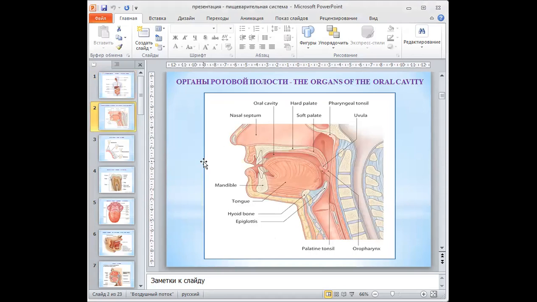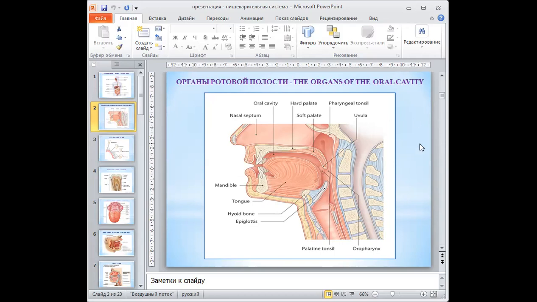The oral cavity is divided into two sections: the oral vestibule and the actual oral cavity. The oral vestibule is the space between the teeth and gums on the inside, and the lips and cheeks on the outside. The oral vestibule opens outward through the oral opening.